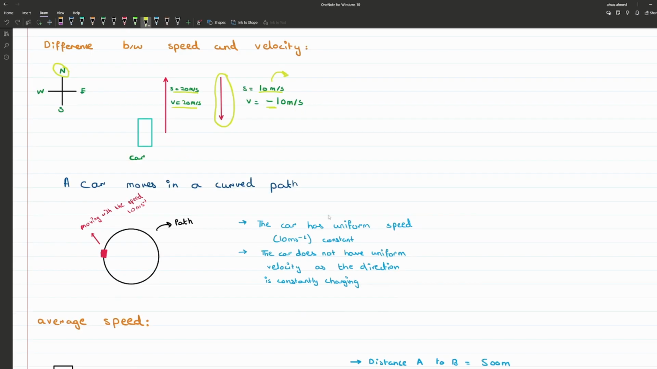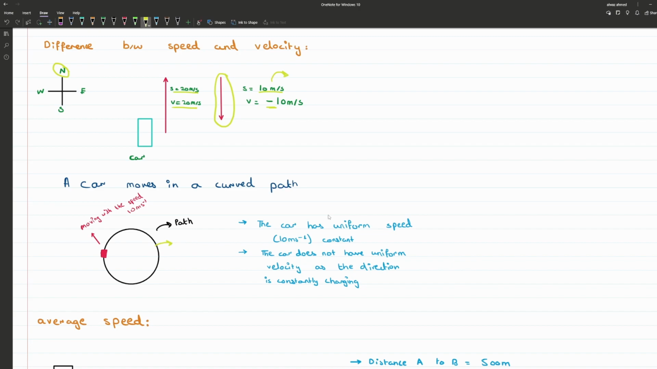Okay, so another example we have is that we've got a track, this circular track denoted by this black line, and we've got a car, this red car on this track. Now the car is moving with a constant speed of 10 meters per second around this track. It has a uniform speed, but this car does not have a constant velocity. This is because the velocity of the car is changing constantly.